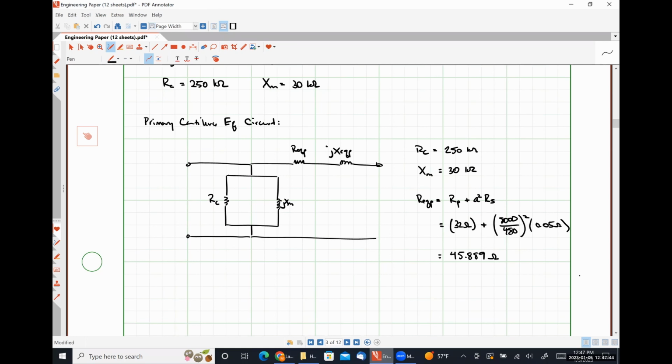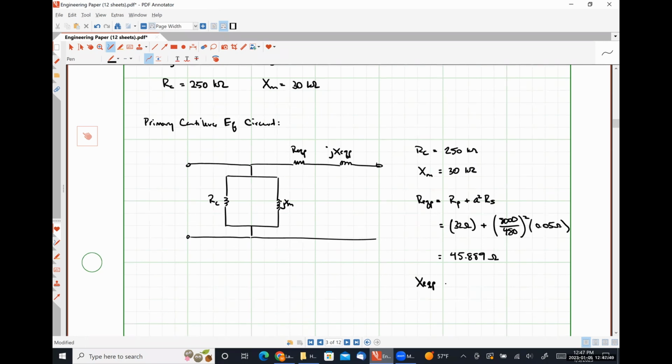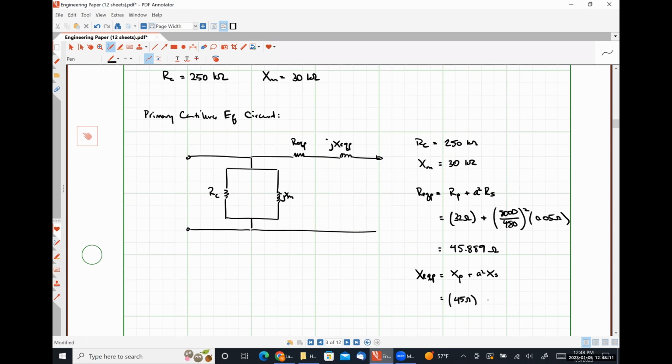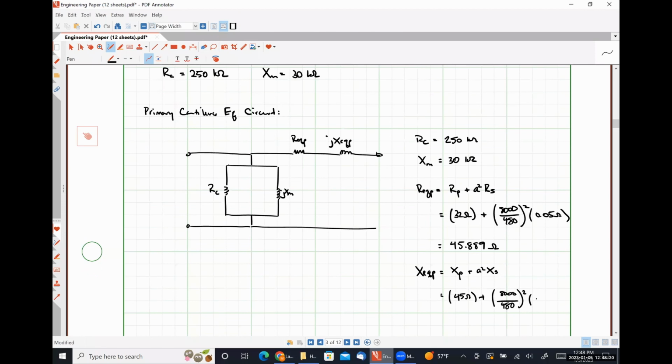All right. Nobody's saying anything, so let's move along to XEQ for the primary side. So what's that going to be? Pretty much the exact same equation, except I put X's instead of R's, right? So it's going to be XP plus A squared XS. So that is going to be 45 ohms plus 8,000 over 480 squared times 0.06 ohms. I get 61.667 ohms, and then we would just replace those symbols with these numbers and our equivalent circuit is done.